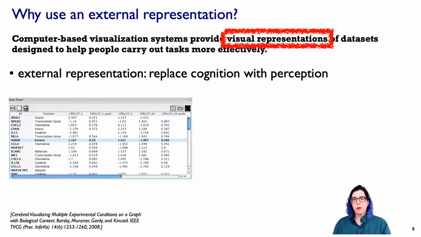Here's another question. Why do we want visual representations? Turns out those are part of the general class of external representation, getting things out of your head into something external to your own head. And the play with visualization is to replace cognition with perception whenever that's possible. So let's, for example, think of this table of numbers. It happens to be measurements of how much genes are turning on or turning off at specific time points in response to an experimental condition versus a control condition.